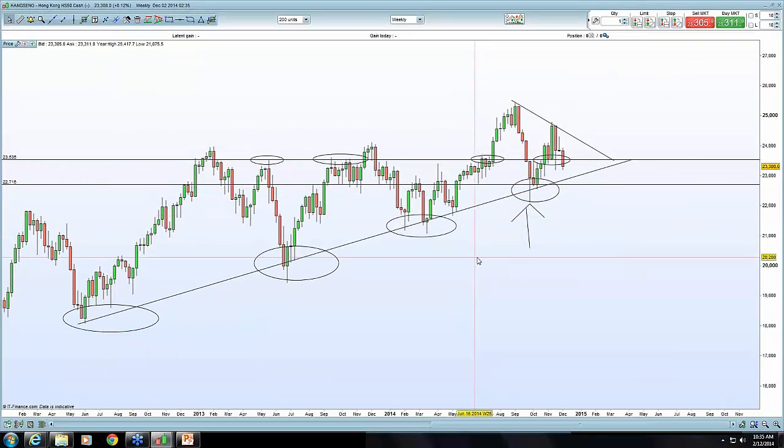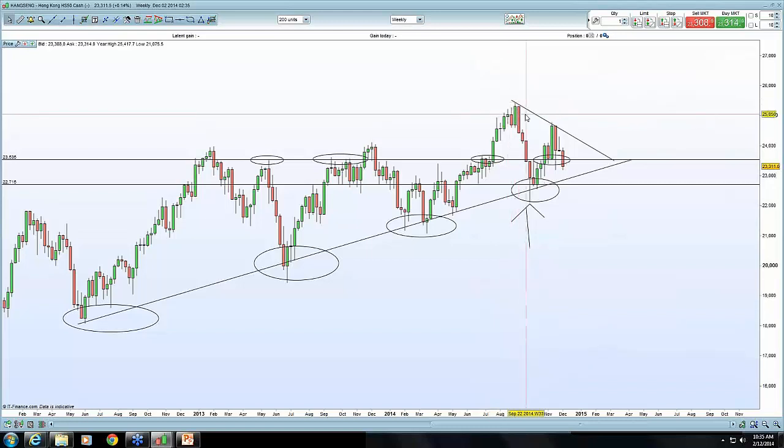So it's just consolidating into this symmetrical triangle, and you can see that the resistance of this trend line has basically 1 touch, 2 touches. The support has many nice touches, 1, 2, 3, 4, and we might look at a potential 5th touch around the 23,000 level if the markets come down. So no trend. The weekly chart is just consolidating.